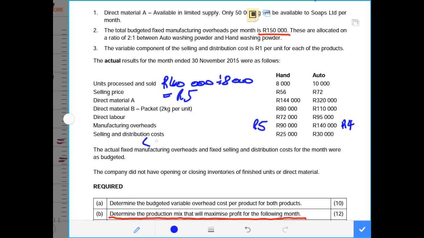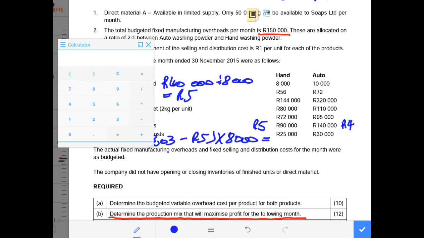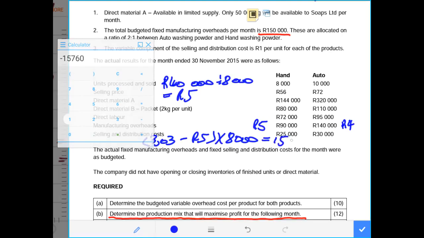Therefore now this would have been 3 rand 3 cents minus 5 rand times this by 8,000. Just to prove only for this one, this would have been 3 rand 3 cents minus 5 rand times this by 8,000 is giving me the same 15,760. Exactly unfavorable.